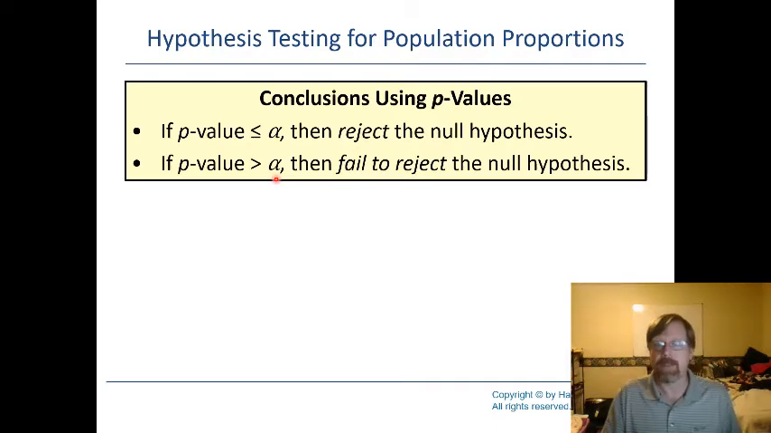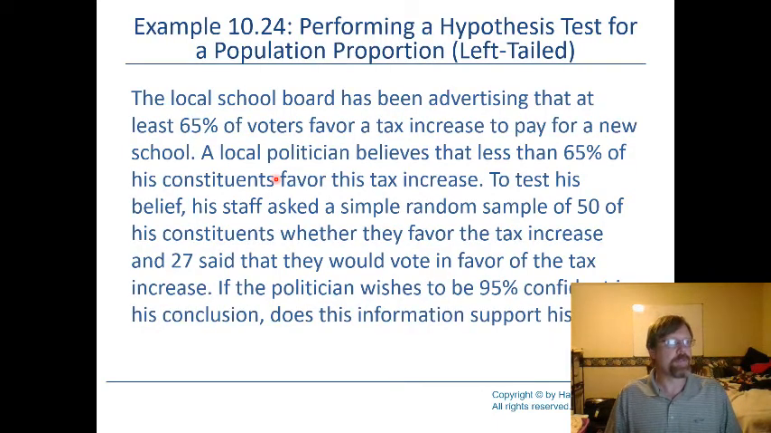Okay, so for example, if we've got a school board advertising that at least 65% of voters favor a tax increase to pay for a new school, one of the local politicians believed that less than 65% of his constituents favor this, and he's probably going to campaign against it. So he asked his staff to randomly sample 50 constituents to see if they favor the tax increase. 27% said they'd vote in favor of it. The politician wants to be 95% confident in his conclusion. Does this information support his belief?